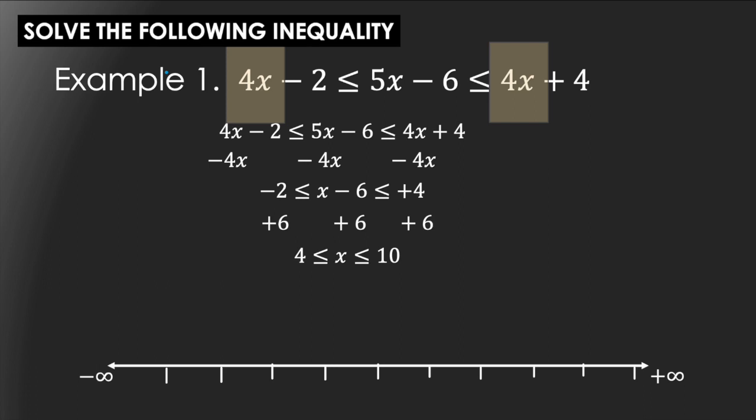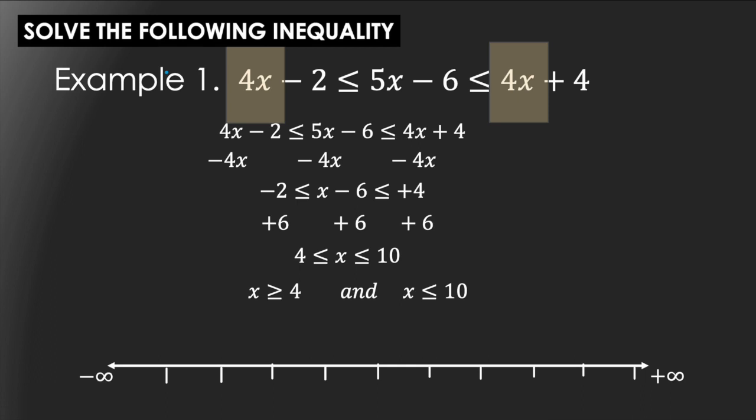So what does that mean? It means if we use any value between 4 and 10, it is going to satisfy our inequality. In other words, the inequality is true for all the values of x greater than or equal to 4, and also for all the values of x less than or equal to 10.